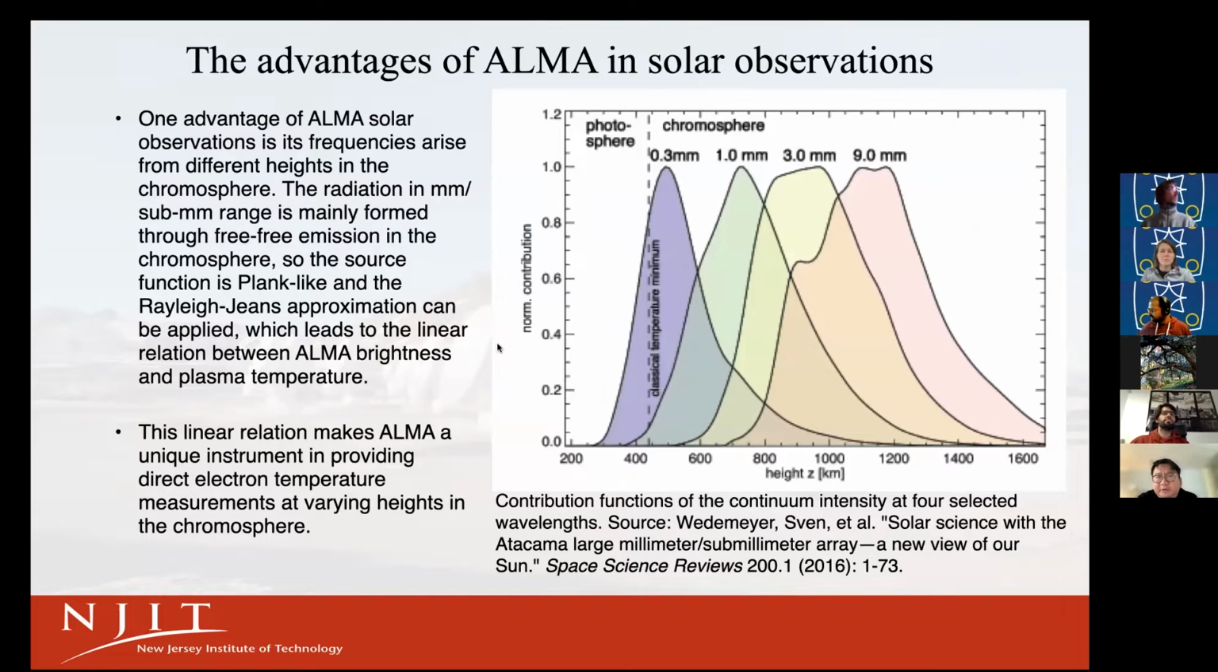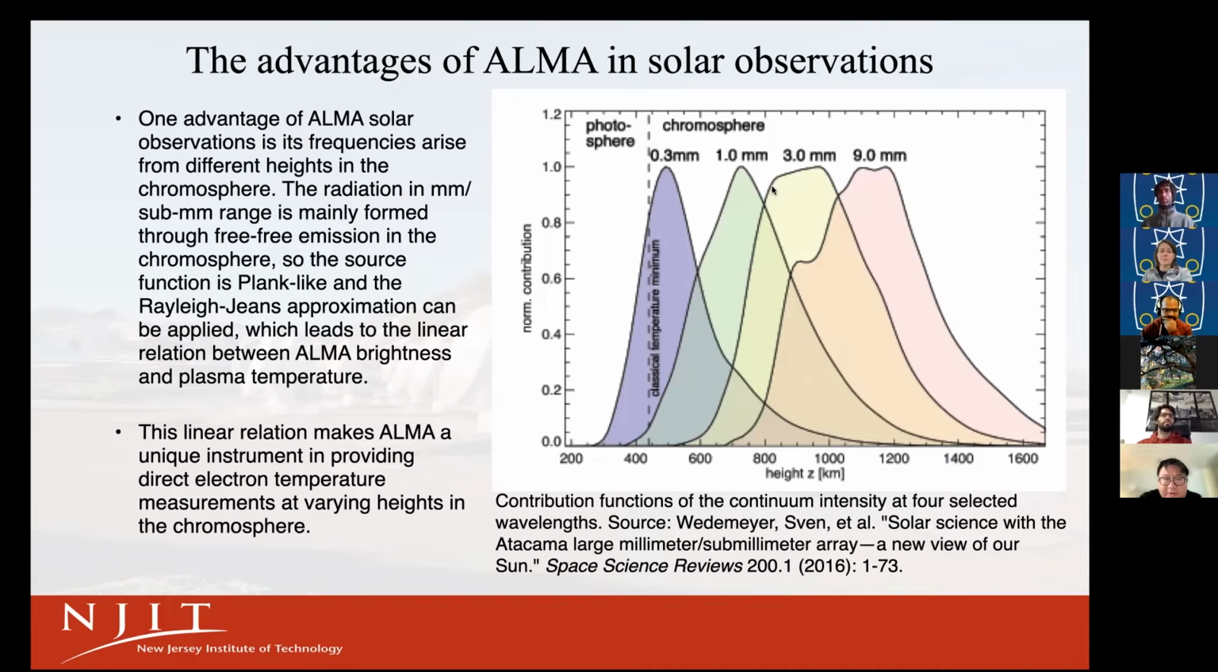That leads to the advantage of using ALMA to observe the Sun. The first thing is that its frequencies arise from different heights in the chromosphere, which is represented by this figure showing the contribution function of the continuum intensity for selected wavelengths. Basically, you can see we have quite distinct wavelengths that can see different layers in the chromosphere where the oscillation happens, and this is the most interesting region.